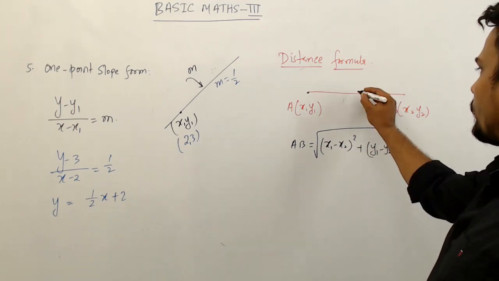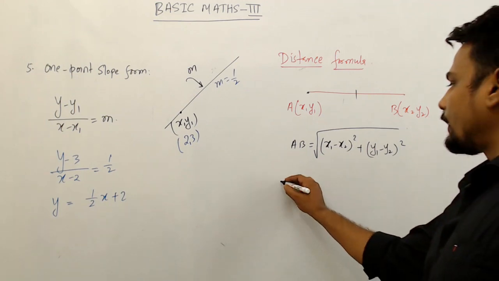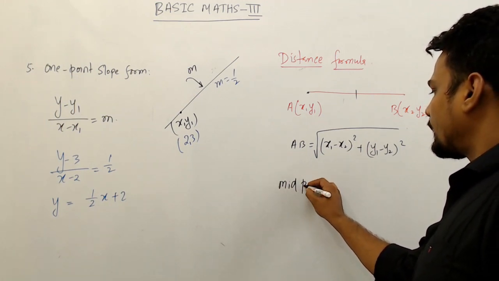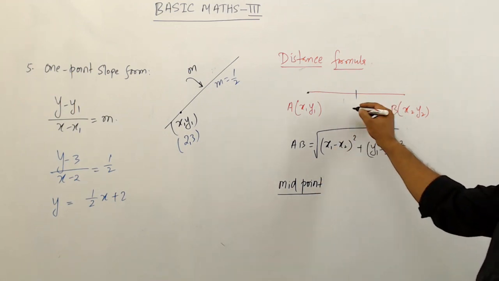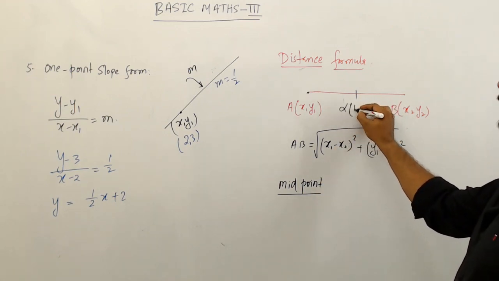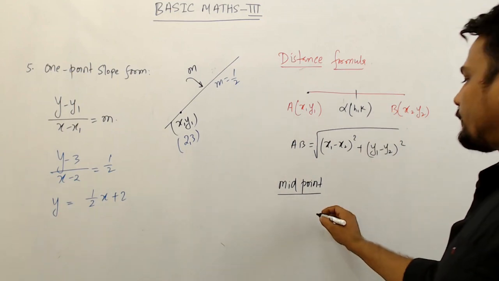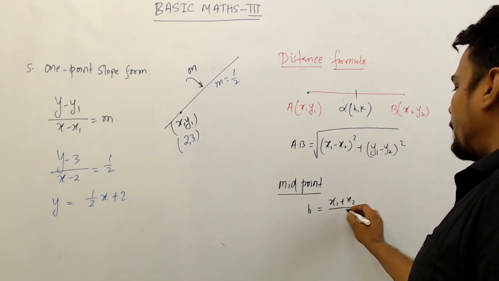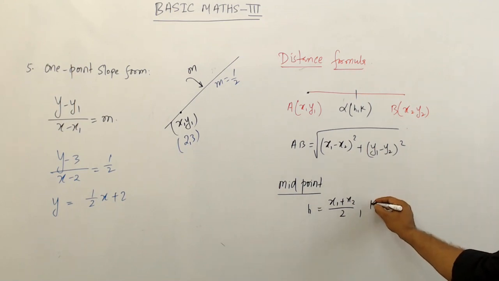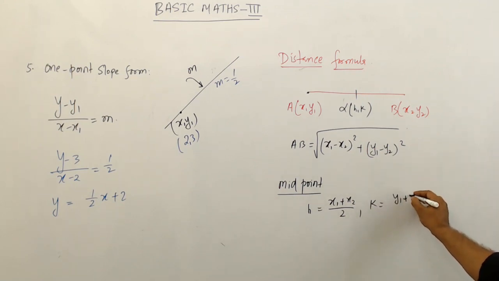Also, if I want to find the midpoint of AB, the coordinates of the midpoint, let's suppose this is probably alpha with some coordinates (h, k). Then the value of h, easily we can say, is (x1 plus x2) upon 2, and the value of k is going to be (y1 plus y2) upon 2. So that way we can easily find out the midpoints.